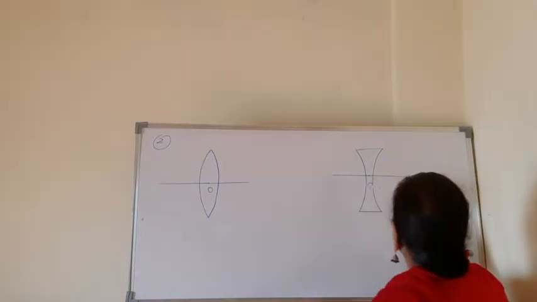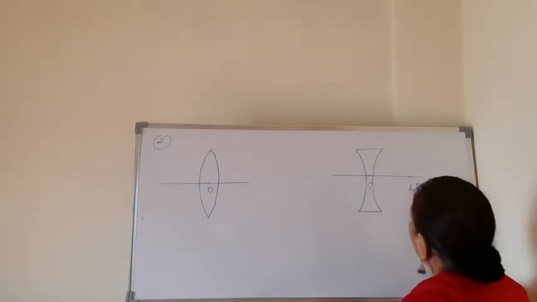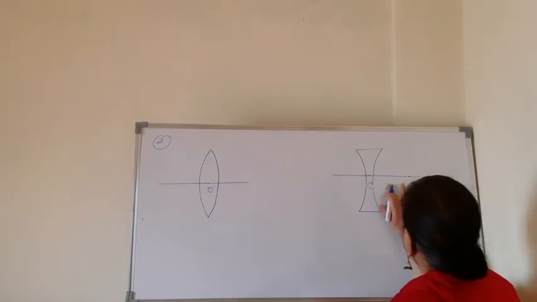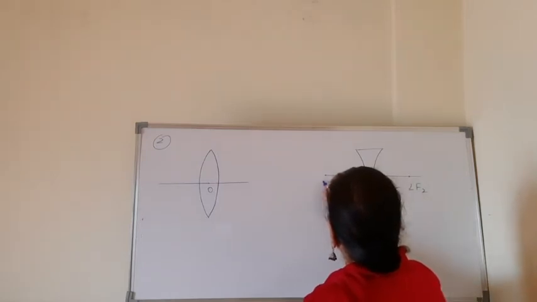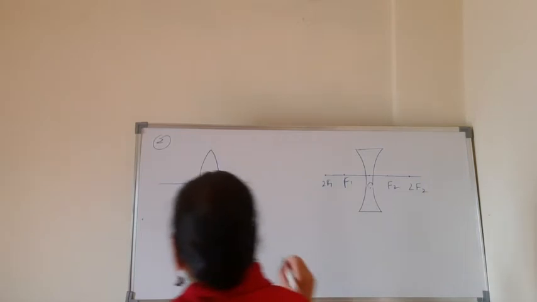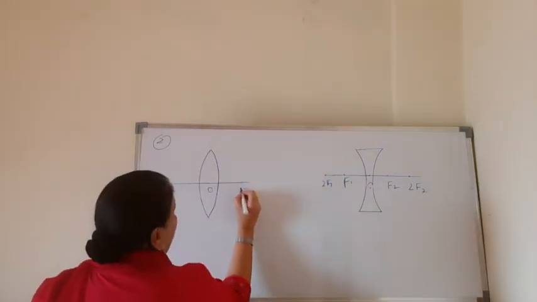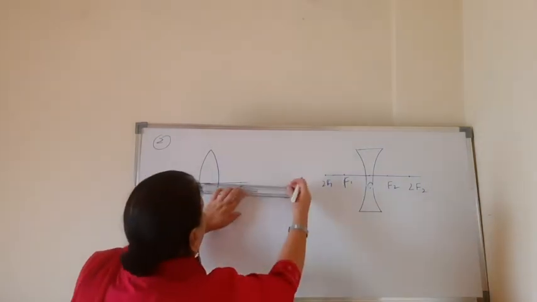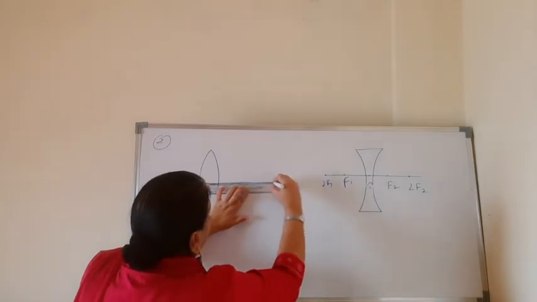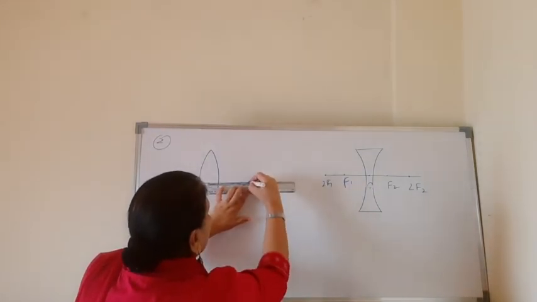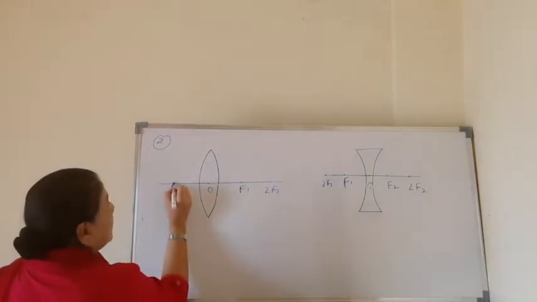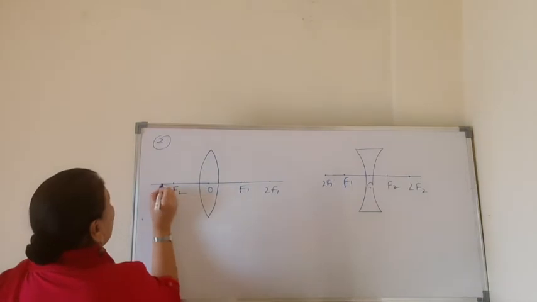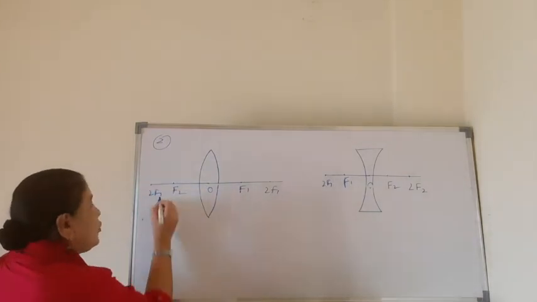which is actually, this is say 2F2, F2, this is say F1, and here it is 2F1. This is F1, and somewhere here it is 2F1. Here this is F2, and somewhere it is 2F2.